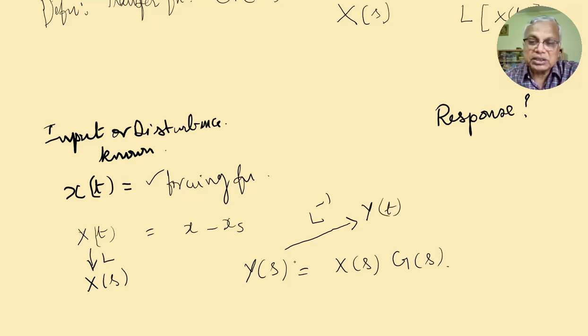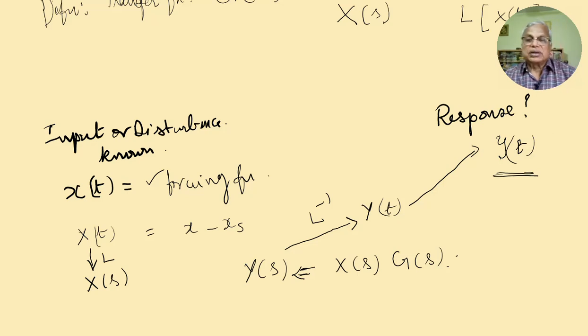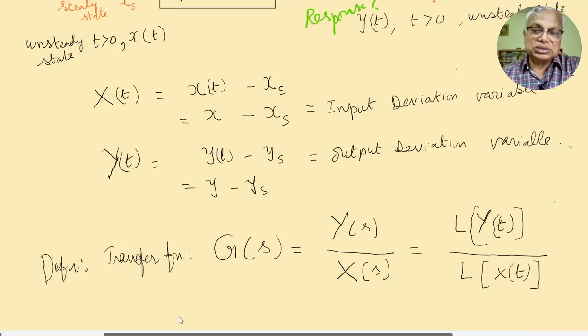So X(s) into G(s) is going to give me Y(s), and from Y(s) I find y(t), and from y(t) I can get the response. So this is the way of predicting the response for any given input by knowing the transfer function G(s) of the process.